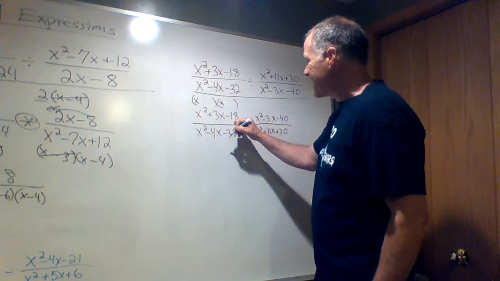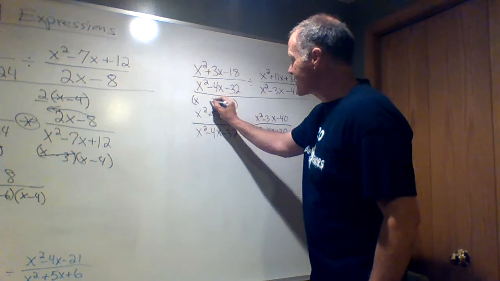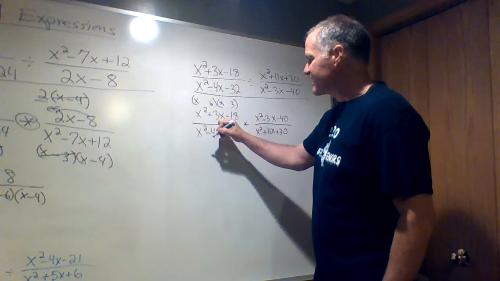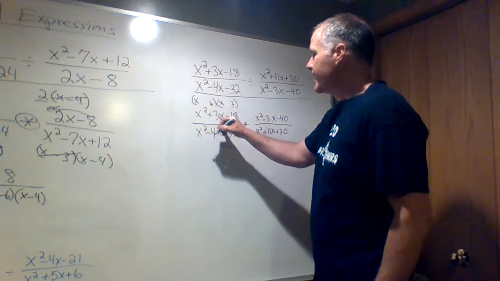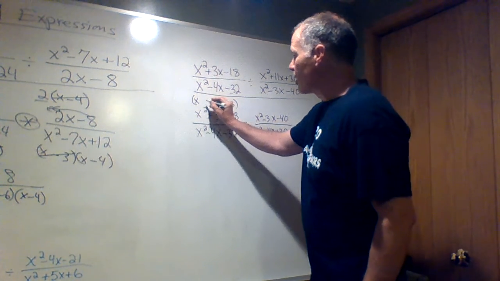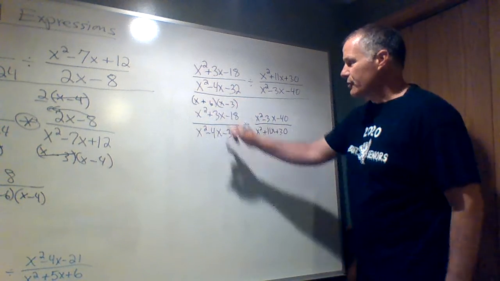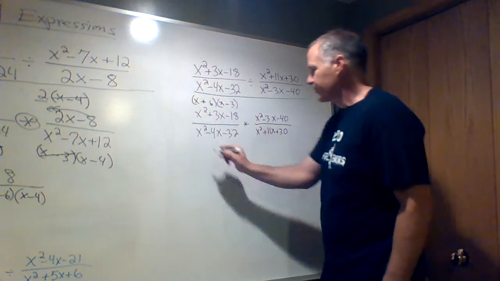So what multiplies to make 18 that subtracts to make 3? 6 and 3, right? 6 times 3 makes 18. 6 take away 3 makes 3. Now because I need a positive 3, remember the larger has to be positive, which means the smaller one negative. And there I go. So x plus 6, x minus 3.